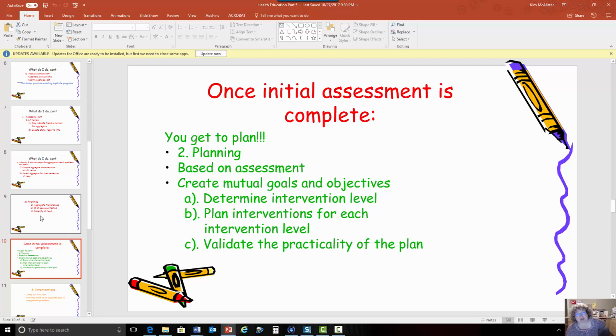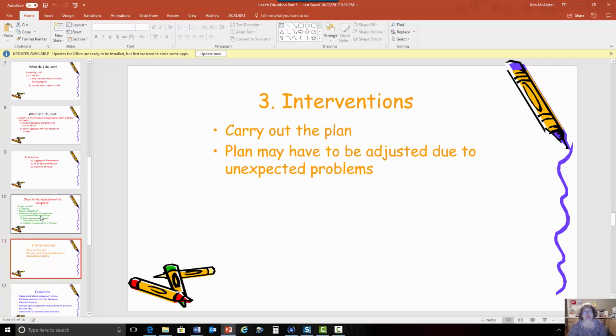And then also you want to look at tertiary problems. If this is something that everyone has and they're going to continue to have it, then you need to do something to get them to their maximum level of functioning. And then you want to validate that everything that you've done is practical and makes sense, and also is within the constraints that you may have.